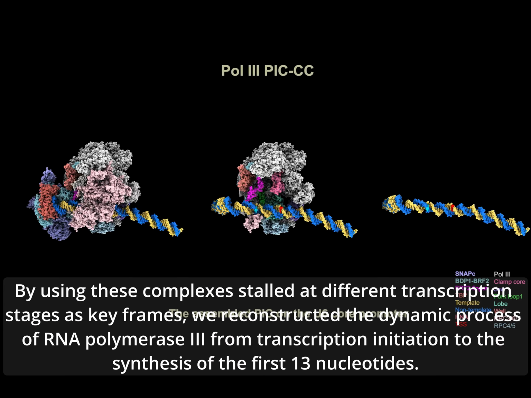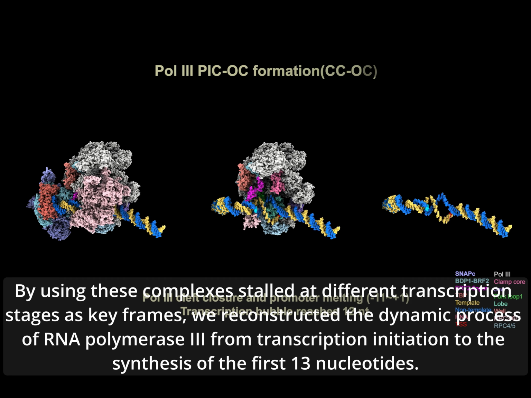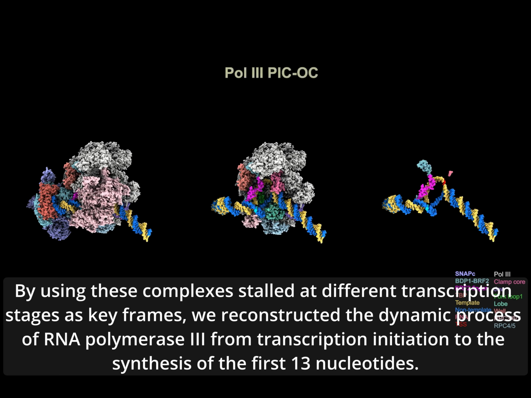By using these complexes stalled at different transcription stages as key frames, we reconstructed the dynamic process of RNA polymerase III from transcription initiation to the synthesis of the first 13 nucleotides.